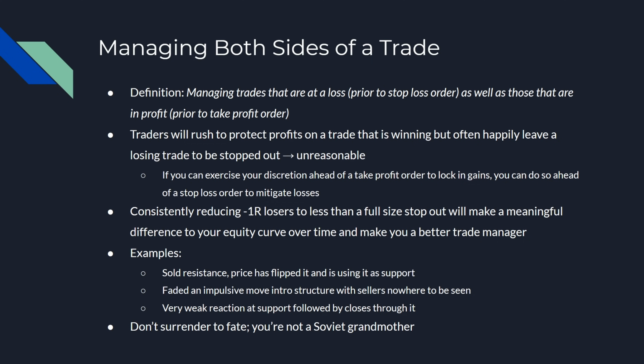If you can exercise your discretion ahead of a take profit order, why doesn't it work the other way around? And of course the answer is that it does, it's just most people choose to ignore that, to their own detriment, I believe, because consistently reducing 1 hour losers to less than a full size stop out will make a meaningful difference to your equity curve, and it will make you a better trade manager.